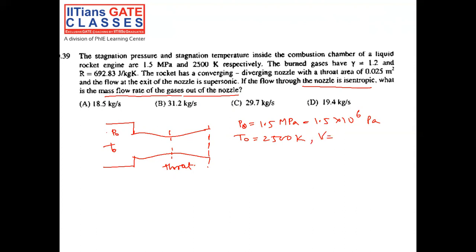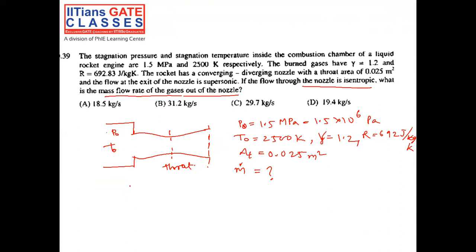Gamma is given as 1.2. R is 692 joule per kg Kelvin. And the throat area of the nozzle is given as this, and what we have to find out is the mass flow rate through the nozzle.